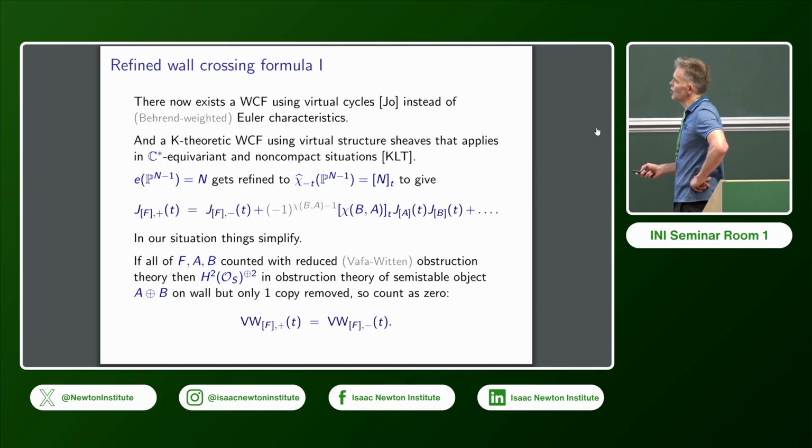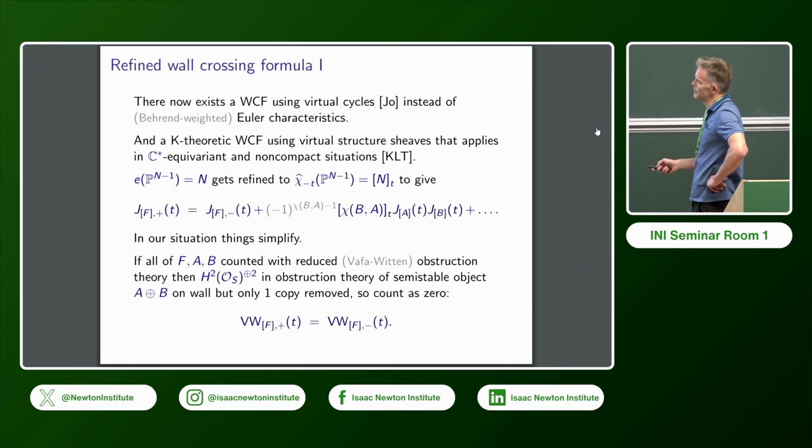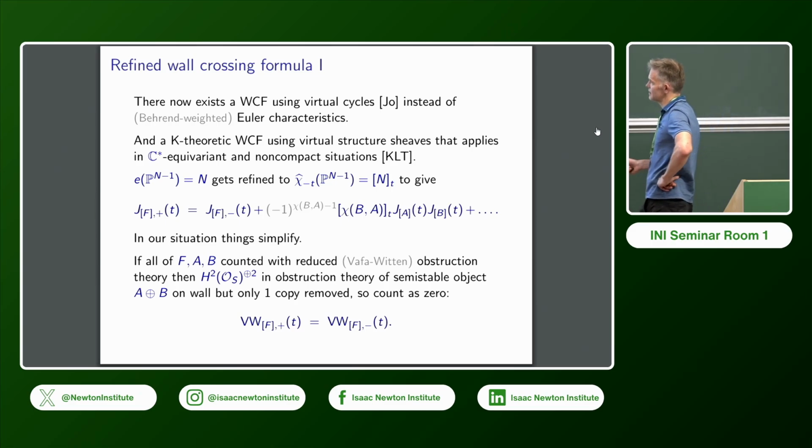Then what we find is on the wall, you see, this object A plus B, it has two copies of this H2OS in its obstruction theory. So from the Ext's of A's and the Ext's of the B's, we get two copies of this. But we've only removed one of them. So what you find is that the other one kills all the invariants.